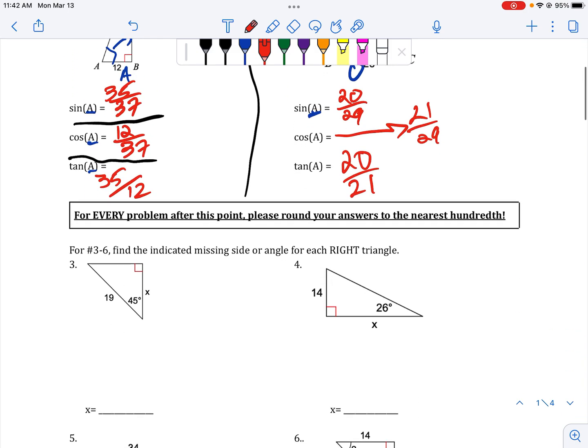It says for every problem at this point, please round your answer to the nearest hundredth. That means we're going to get some decimals, so don't be freaked out by decimals. Decimals are numbers too. If I'm given the 45, this is my reference angle. That makes this my opposite, my hypotenuse, my adjacent. SOHCAHTOA: I have A, I'm trying to solve for A. I know what H is, so I'm using A and H.